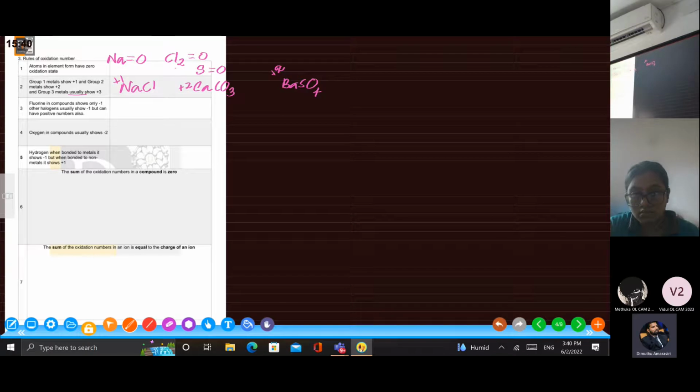Next one. Fluorine in a compound shows only -1. Yes, -1. In a compound, fluorine is again -1. Okay, if you see fluorine like this, do you say -1? Do you say -1? Yes.